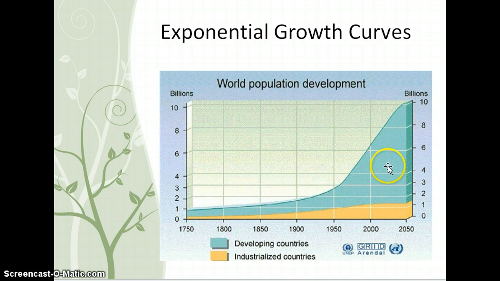You can see that the blue area represents developing countries, and the yellow area represents industrialized countries, also called developed countries. Developing countries are usually poor countries, agricultural based, low-income countries, as compared to developed countries, which are industrial based, usually have high incomes, good medical care, good social support structures. The United States is an industrialized or developed country. Many countries in Africa are developing countries.